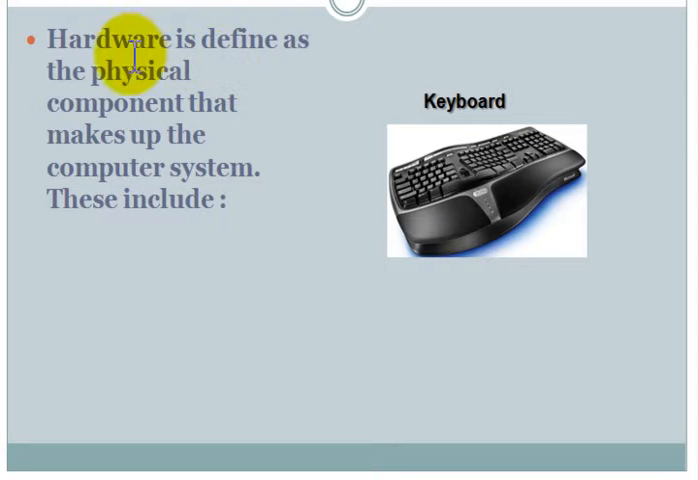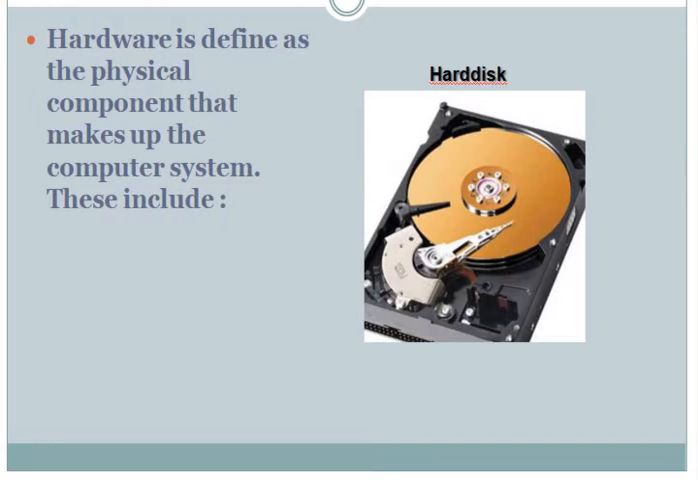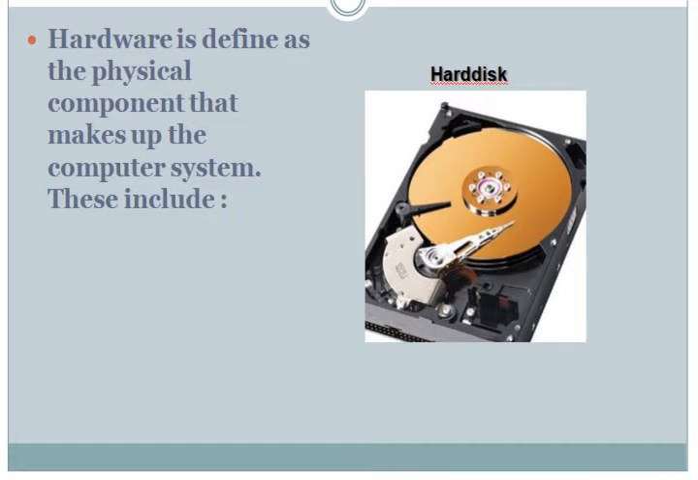What is hardware? Hardware is defined as the physical components that make up the computer system. These include the keyboard, the mouse, the hard disk, just to name a few.